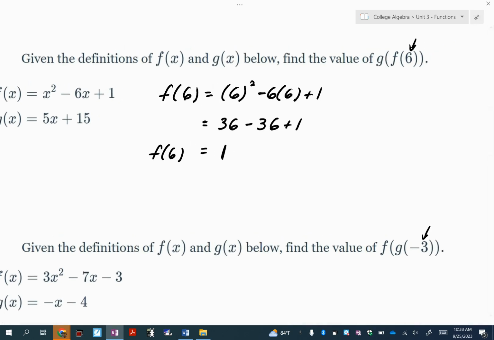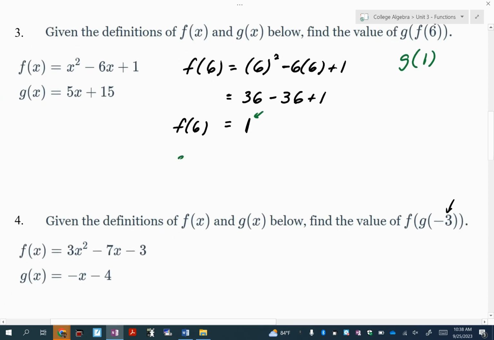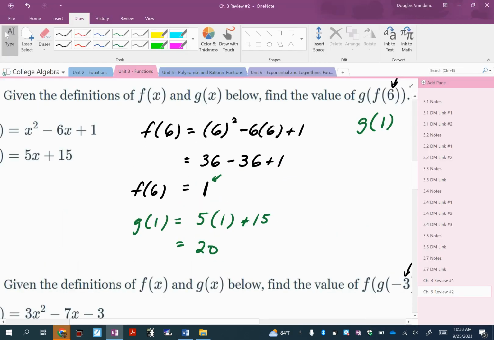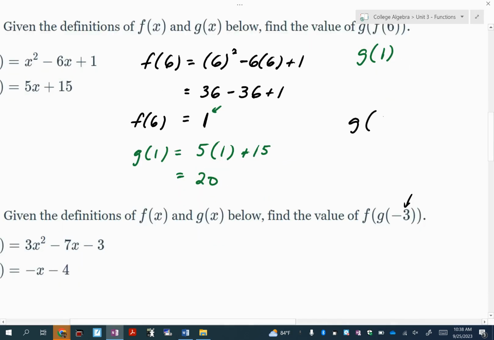So what I then do is in my brain, I say, okay, if this is g of f of 6, well, f of 6 is the same as 1. So I'm going to do g of 1, and this will give me my composite answer. So g of 1 is 5 times 1 plus 15. 5 times 1 is 5. 5 plus 15 is 20. So this whole thing, g of f of 6 is 20.